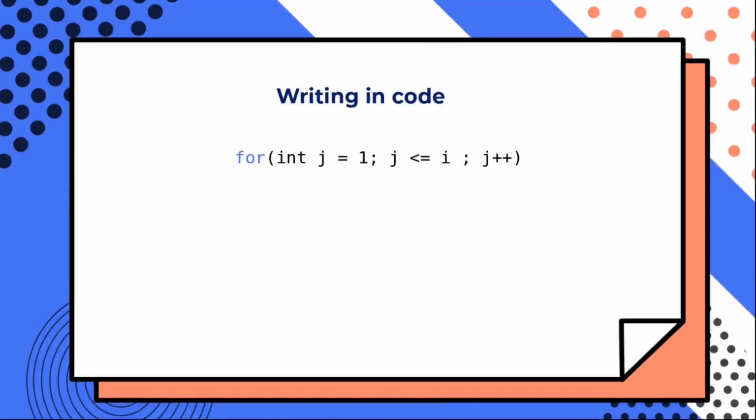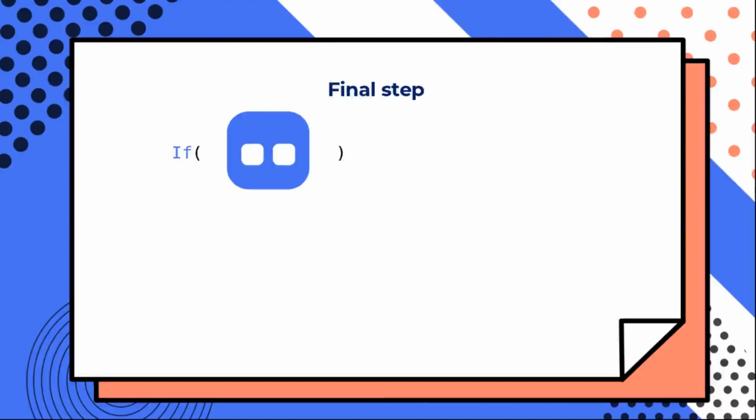So int j is equal to 1 with a semicolon, and j is going to continue until j is equal to I, where I is the input, right? So don't be confused. Similar to the last lesson, this for loop is going to contain an if statement. And lastly, if the factor box has the value 2, then print the number.